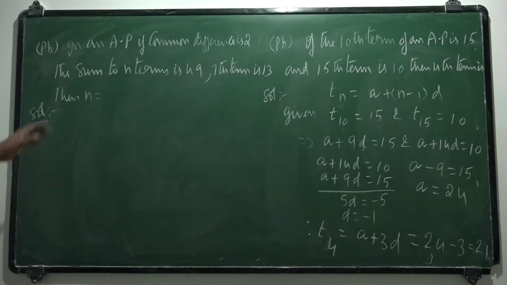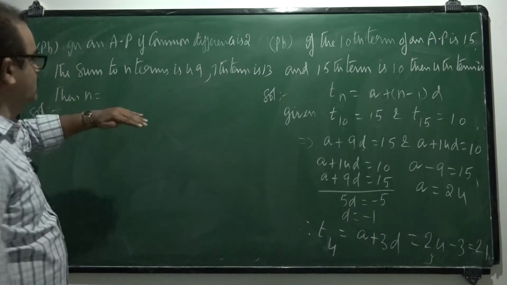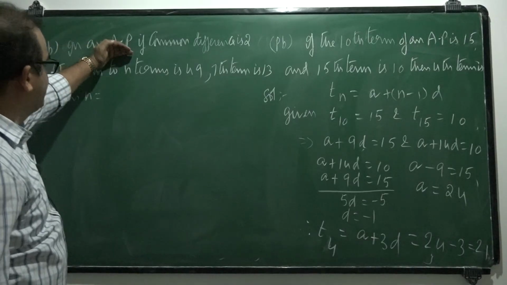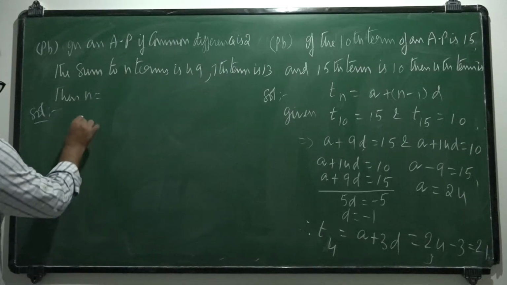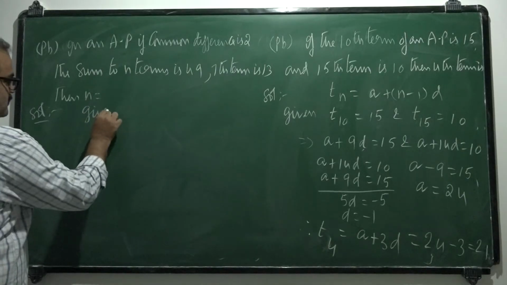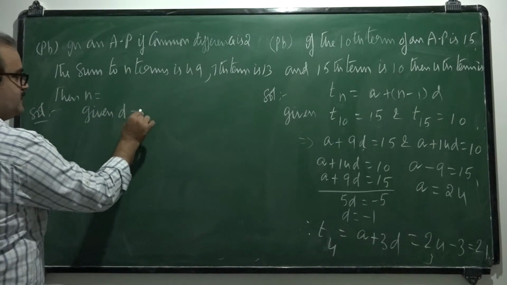First read the problem. What is given in that problem? In an arithmetic progression, common difference is 2. Given common difference D is equal to 2.